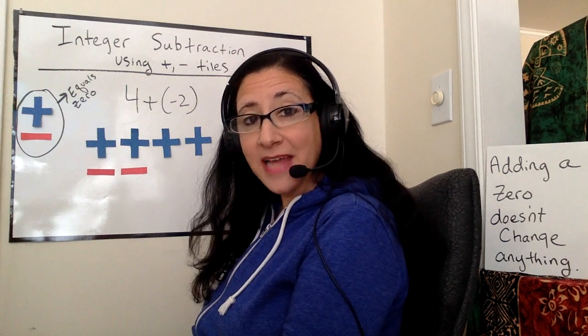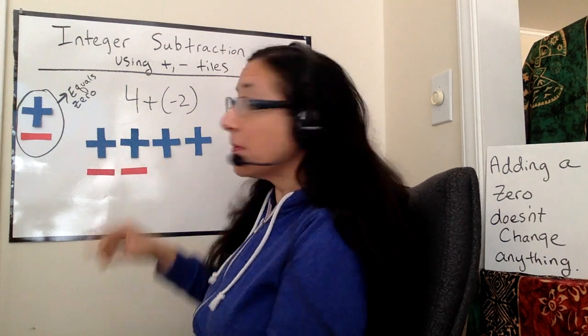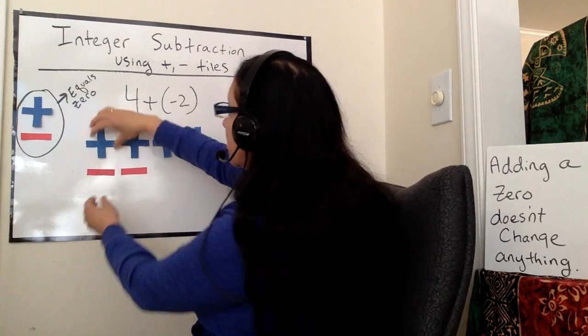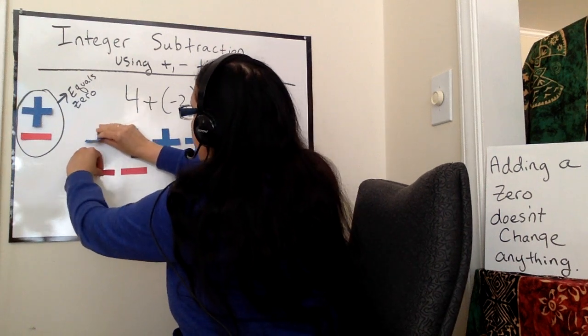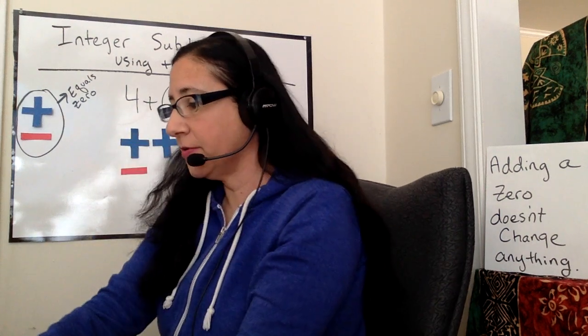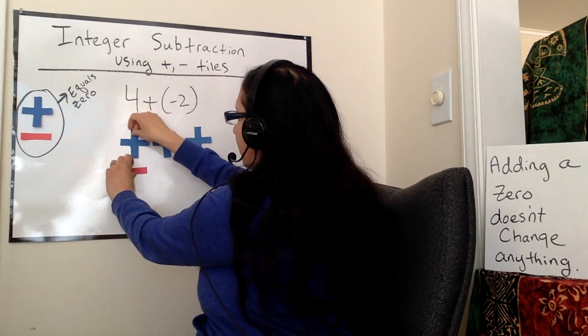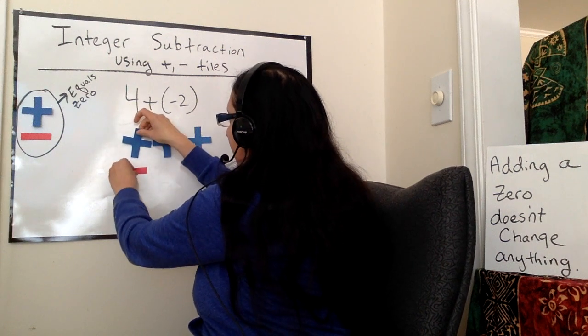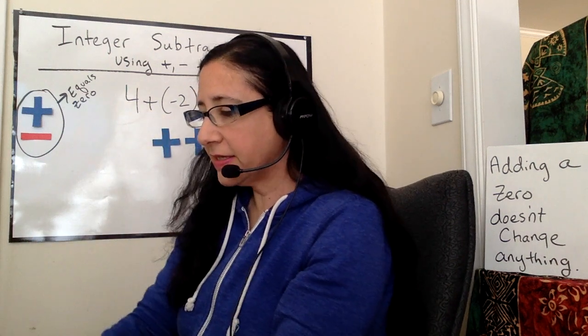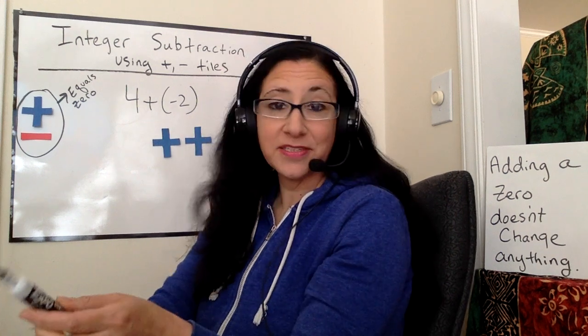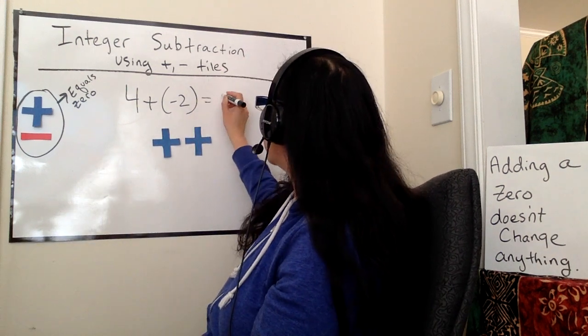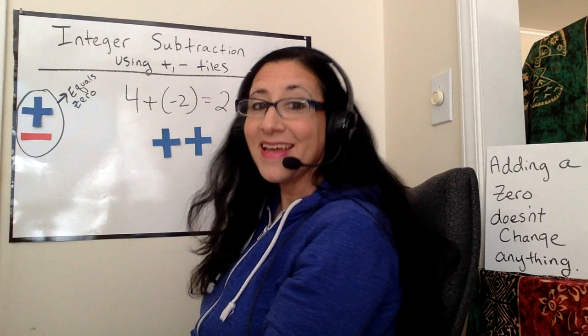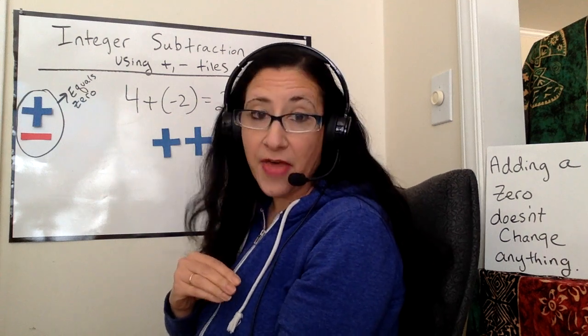And so what happens now is these make zeros, okay? So this is a 0 pair, so I'm going to remove that because that's a 0. And I'm going to remove these two because these make a 0 together. It's a 0 pair. And now what I have left is positive 2, and that's the answer to 4 plus negative 2. Okay, now let's look at subtraction and how that works.